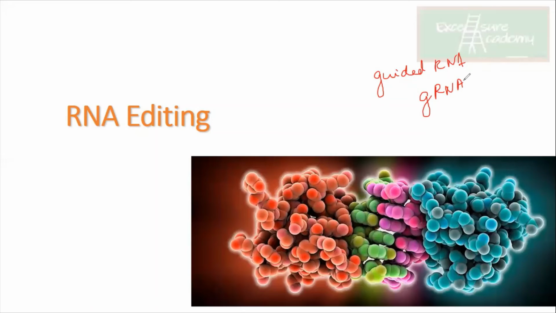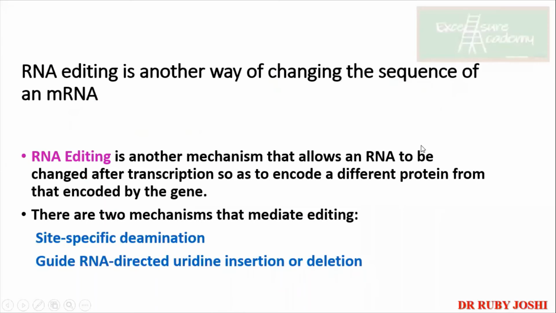Okay, इतना क्लियर हो गया है अक्षय, तन्वी, like how these two are there. One क्या करता है, C को सीधा U करता है by having the deamination reaction. The other क्या करता है, it just goes and base pairs with the RNA and breaks the phosphodiester bond in the RNA and inserts new nucleotides and reseals it. Okay, so these are the two ways by which it is doing. So now let's see in detail how this mechanism is being achieved. Okay, so RNA editing is another way of changing the sequence of an mRNA.